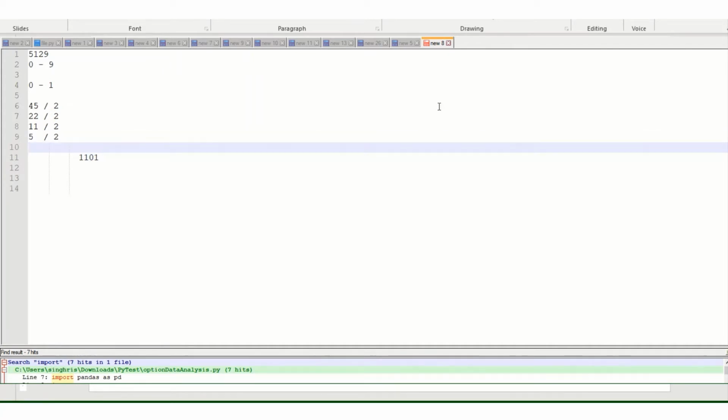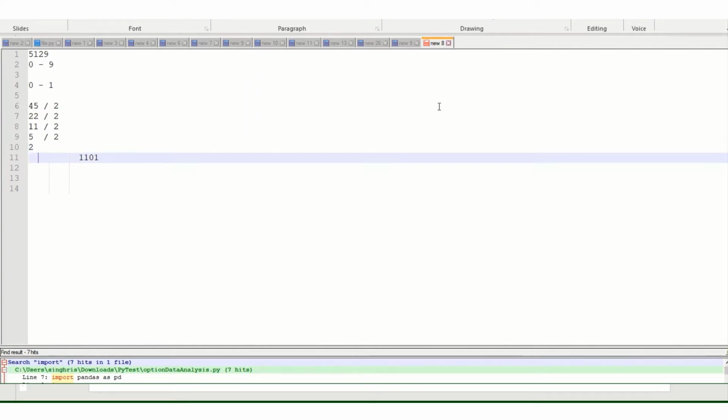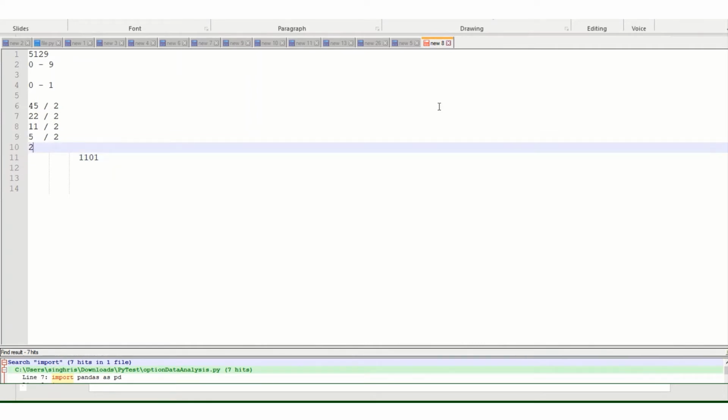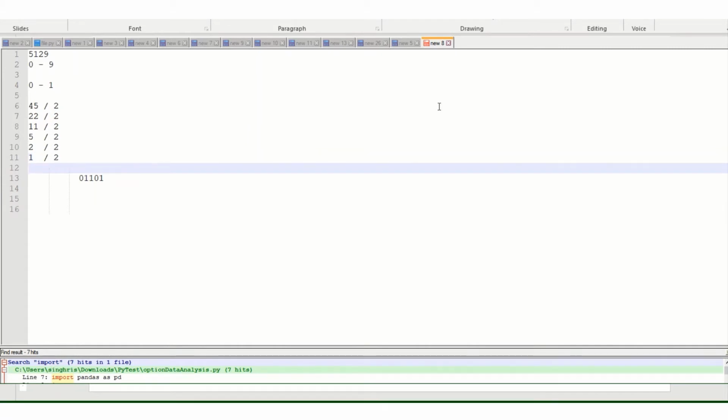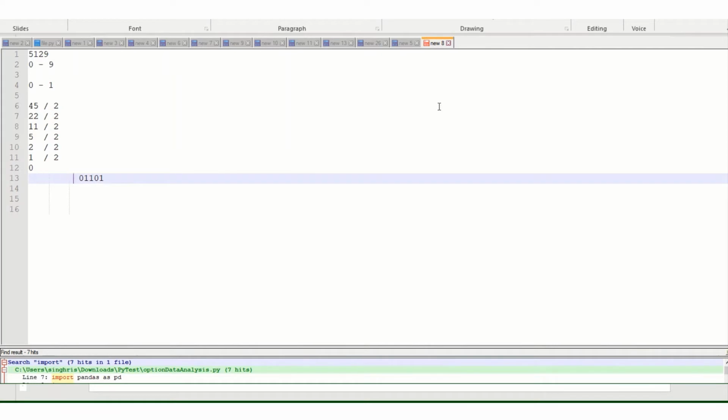Okay, again divide it by 2. Now if you divide 2 by 2, what will be the remainder? The remainder will be 0. Okay, so it is 1. So 1 divided by 2, we will get 0 here, but the remainder will be 1.